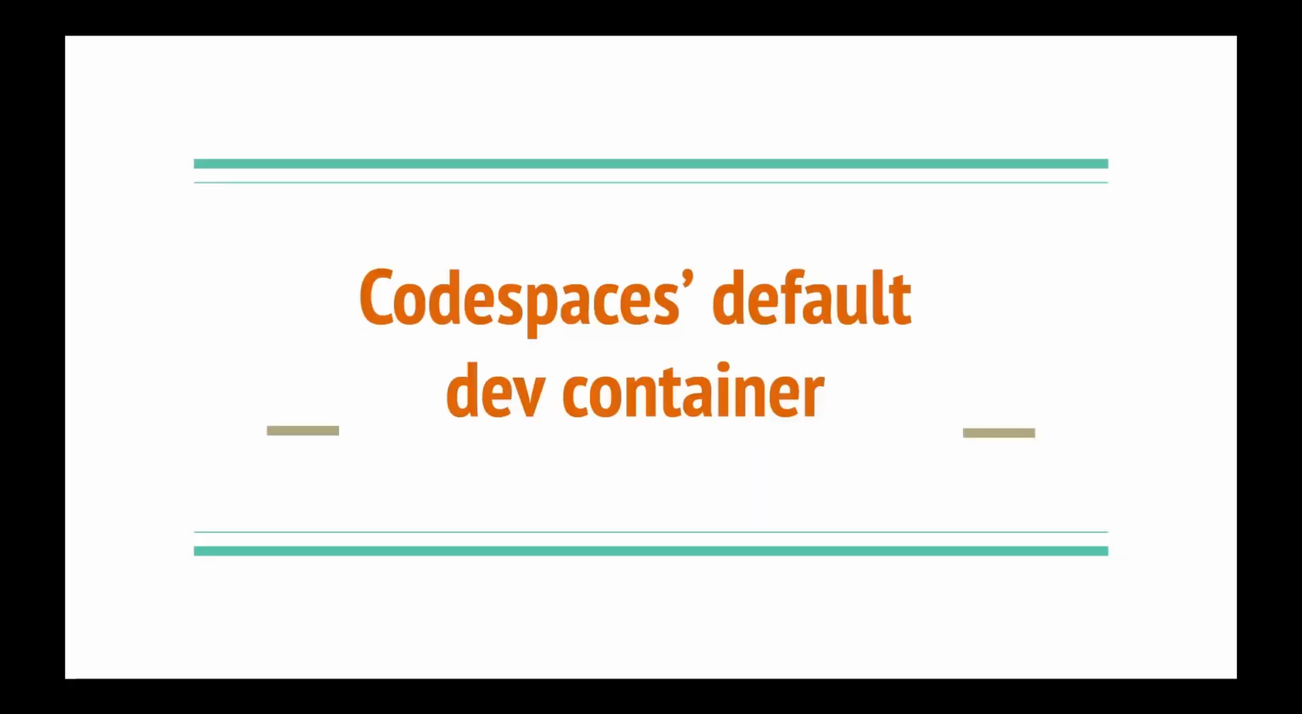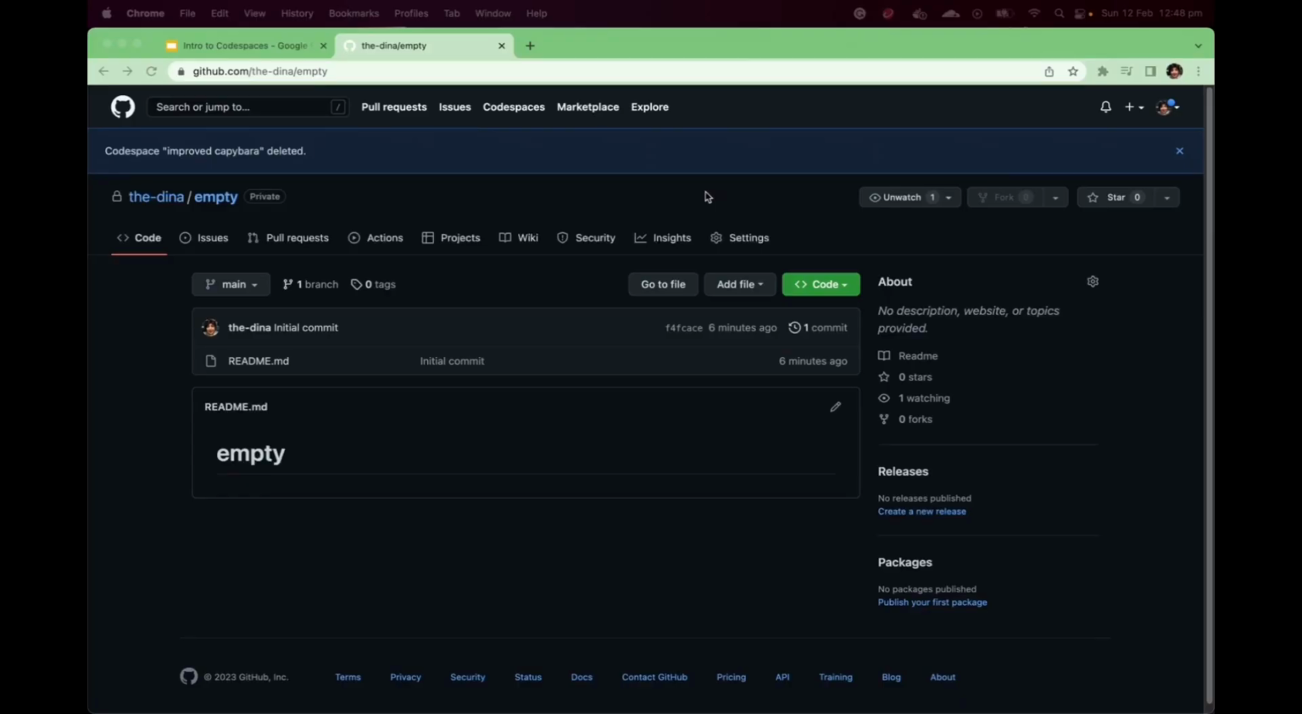It's time to get our hands dirty. Let's explore the Codespaces default dev container. It's what we get from Codespaces with no settings. To explore the default dev container of Codespaces, I have one empty repository here. If you already have a repository with code inside it, it's going to behave the same if you don't have a dev container configuration.